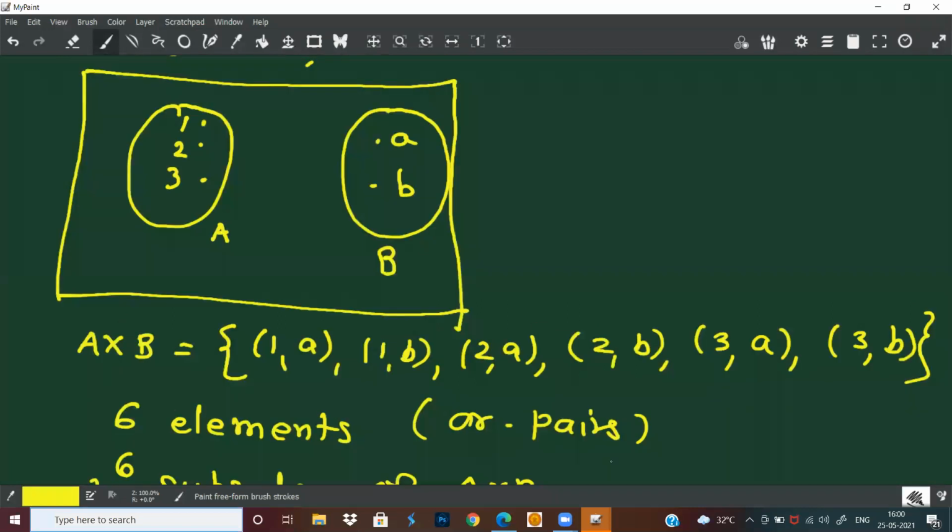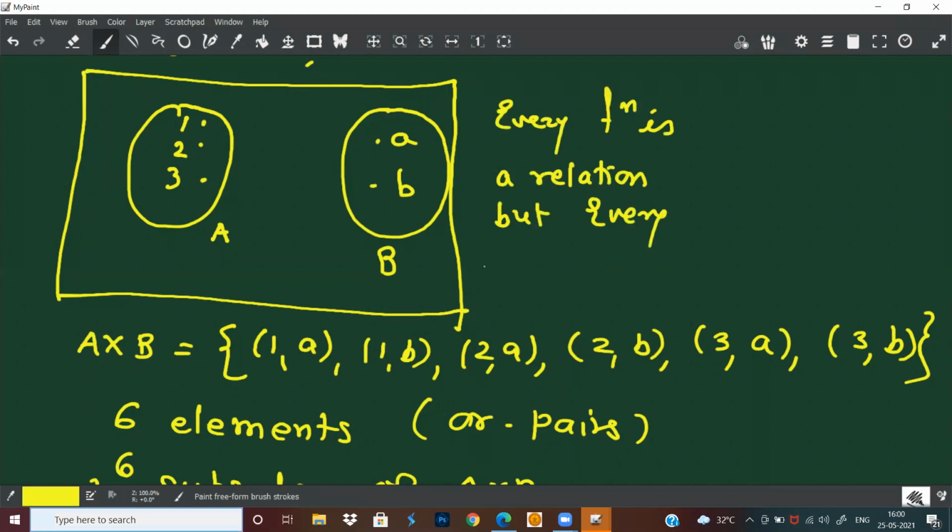Now, out of so many relations, some relations are functions, some relations are not functions. Mind it, every function is a relation, but every relation is not a function. मैंने ये explain किया था. I'm just touching this part because it was nearly 15 days, I think.